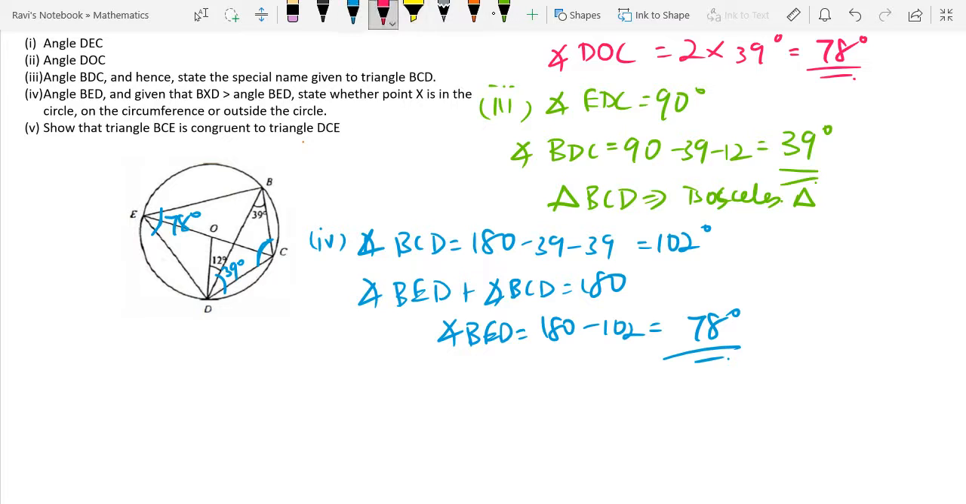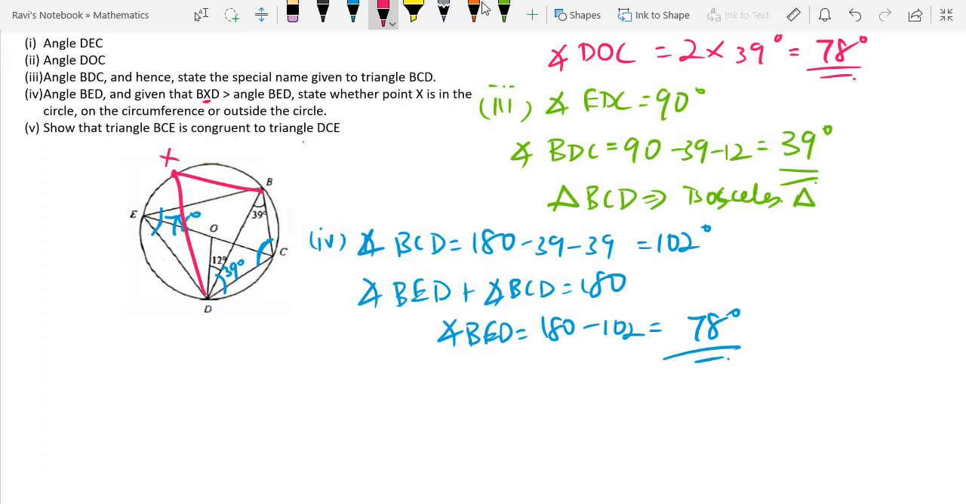And now we are given one more task here. Given that angle BXD is greater than angle BED, state whether point X is in the circle, on the circumference, or outside the circle. Okay, so we're talking about another point here, X. Let's assume that X is somewhere on the circumference here, and I draw this line here. Okay, BXD. What do you see here?